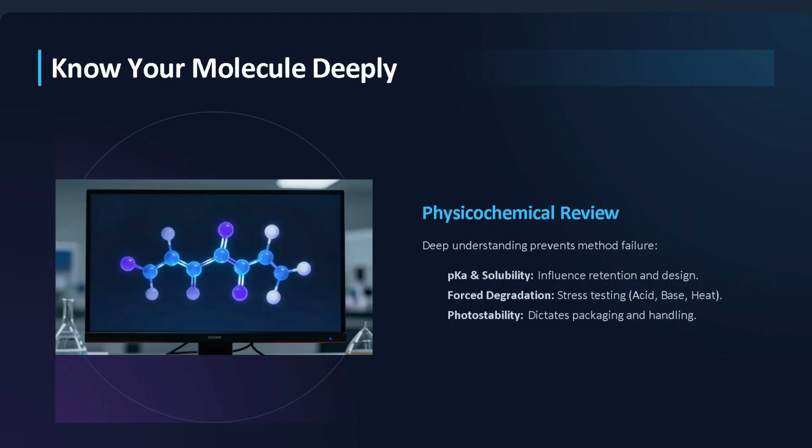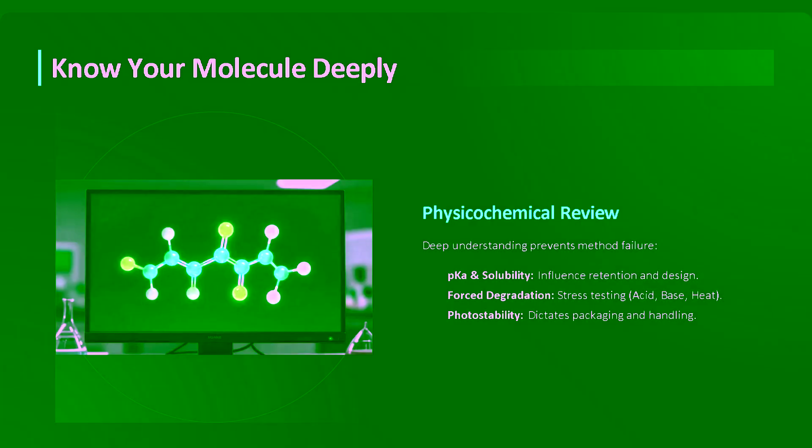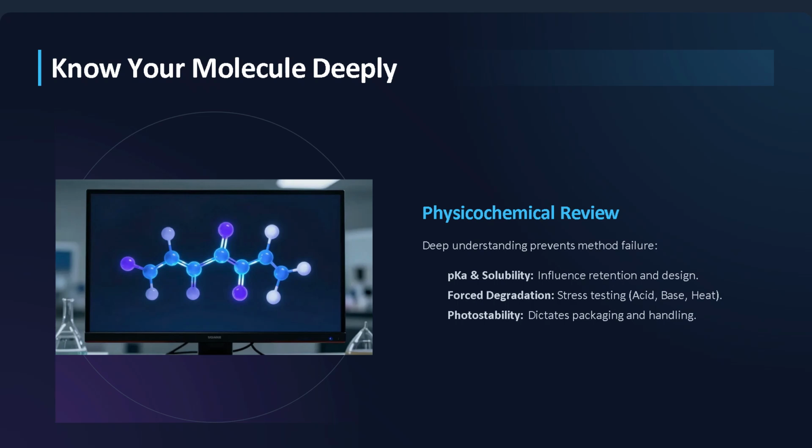Now we move into method development, and this should always be structured, not trial and error. First, select the right technique, whether it's UV-Vis, mass spectrometry, or ELSD, based on sensitivity and requirement. Next, define the chemistry. Choose the right column, like C18 or HILIC, and optimize mobile phase pH. Then comes optimization, adjusting flow rate, temperature, and gradient conditions to achieve proper separation.